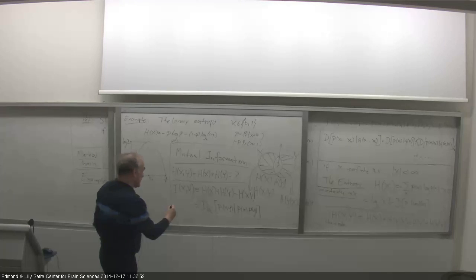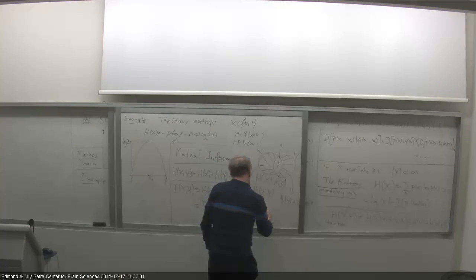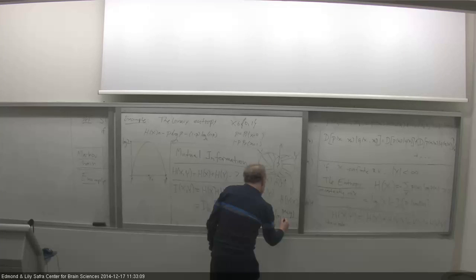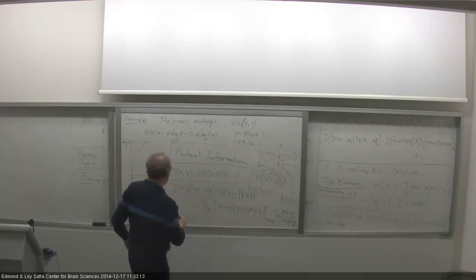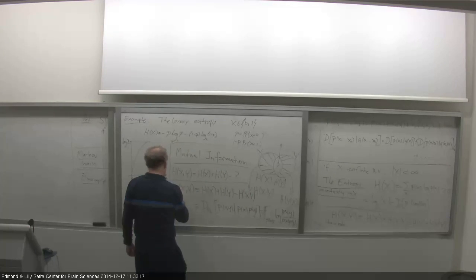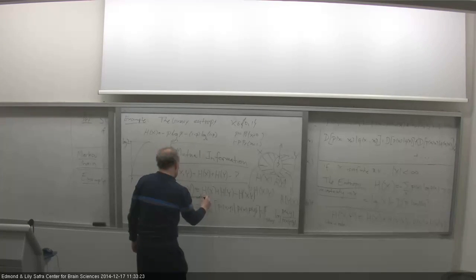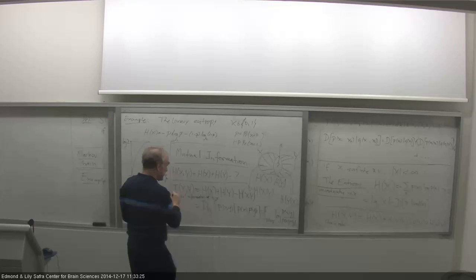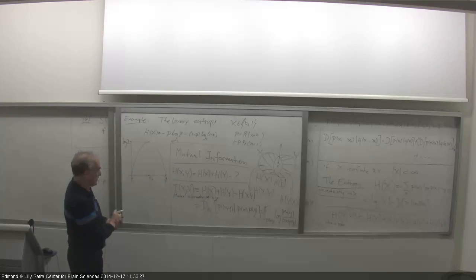So what is it? Again, let's just make it more explicit. It's the expectation with respect to the joint distribution of the log ratio P(x,y) over P(x)P(y). Okay, so this is our definition of something which we want to call the mutual information of x and y.